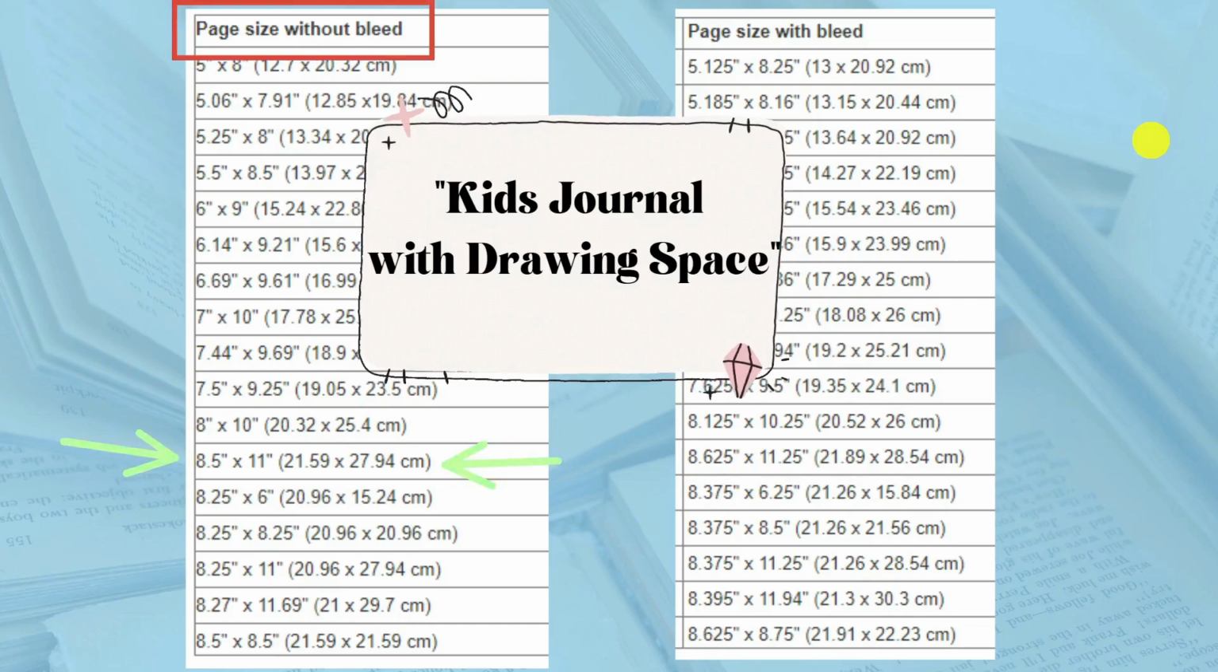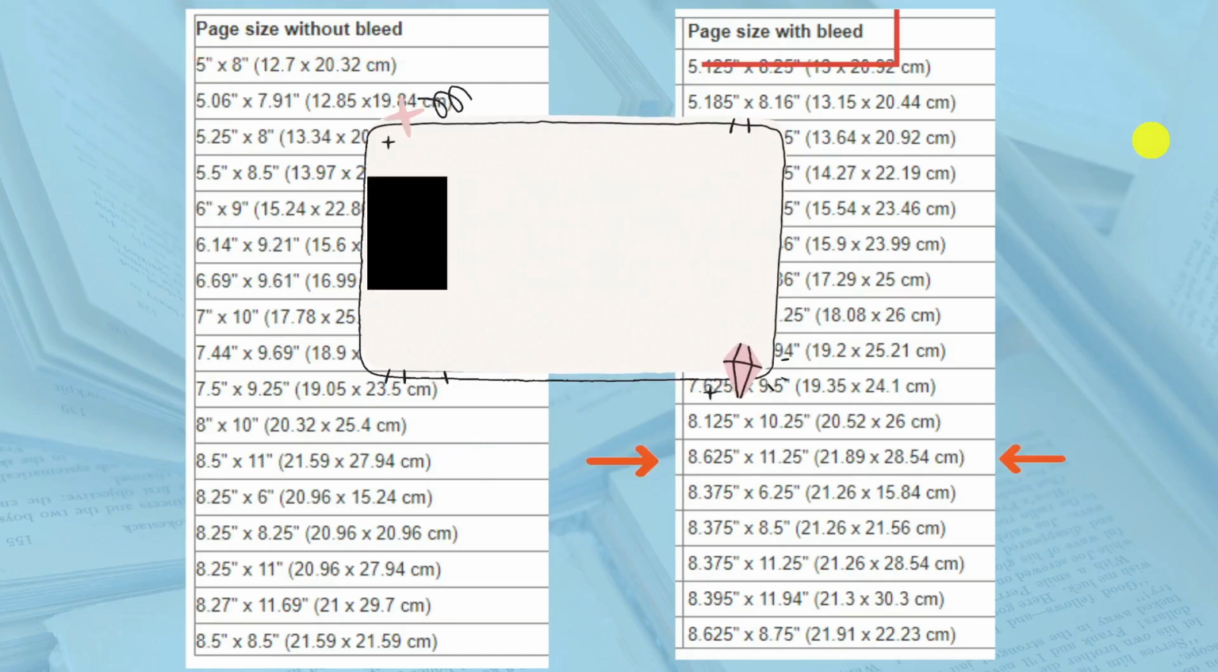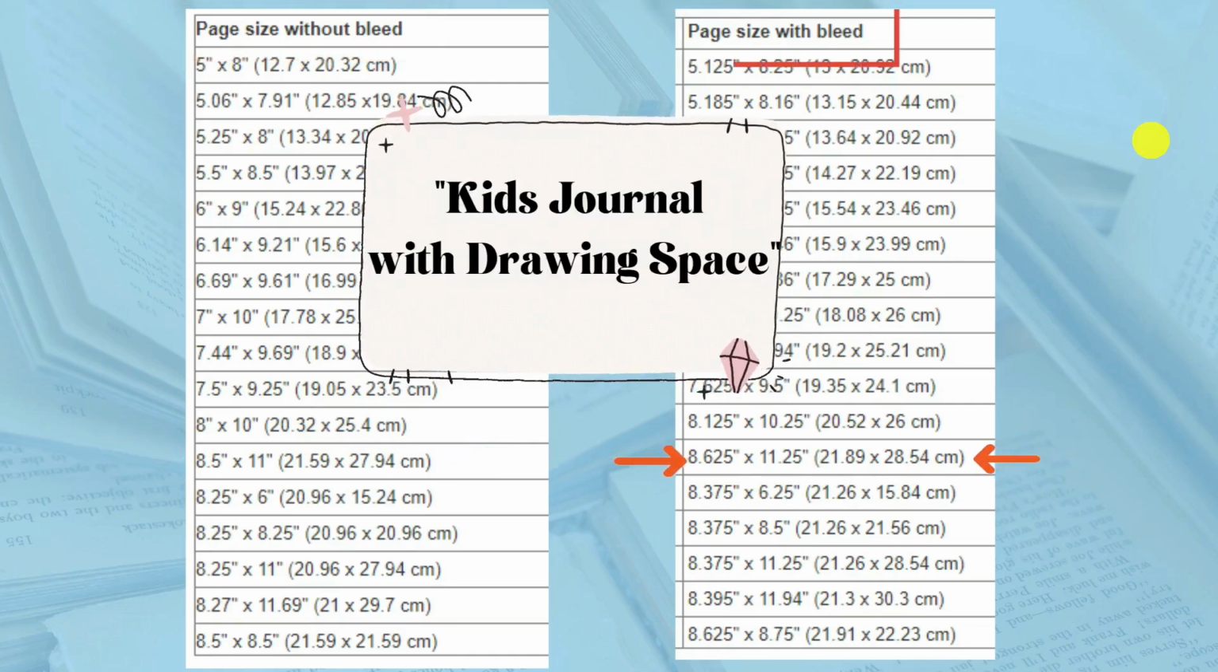In this mini series of videos, we are creating a kids journal with drawing space. And this will be an 8.5 by 11 inch book. And it's going to be a without bleed book. So where the green arrows are showing you now will be 8.5 by 11. That will be our page setup. If, however, I'd wanted to choose a with bleed, I would have to make this document 8.625 by 11.25 inches. So again, this is why you need to know what you're doing before you even start designing.